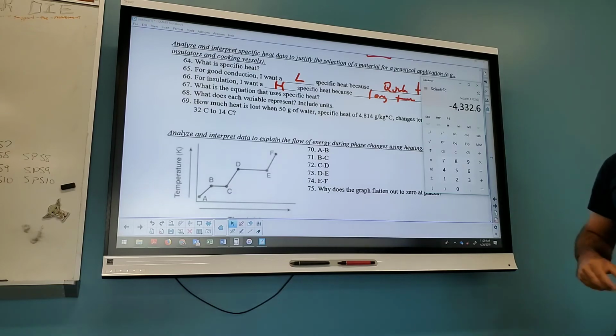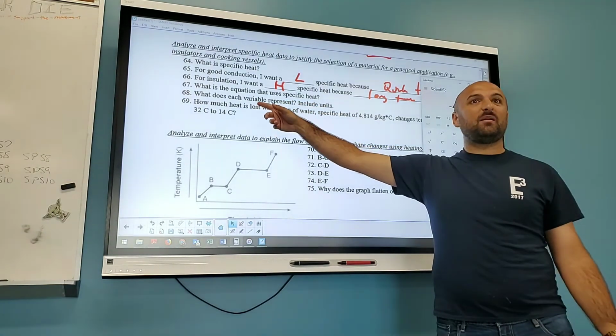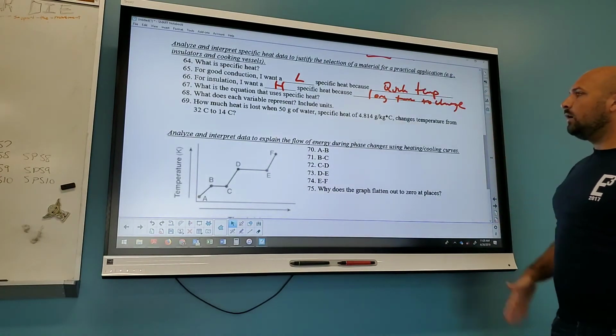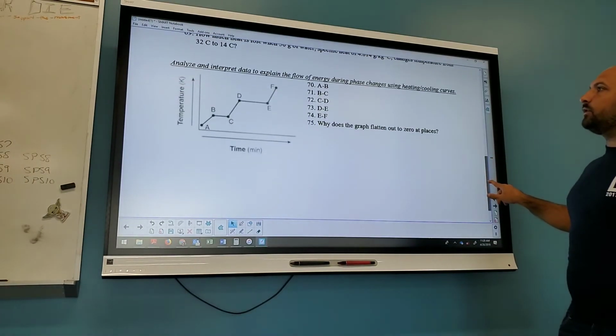All right? So remember, it says how much heat is lost. That means that you're getting cold. Does that make sense? So it'll be a negative number. Okay, explain the flow of energy in this.